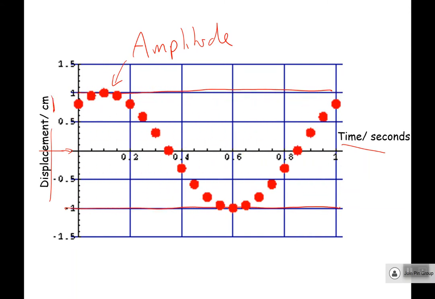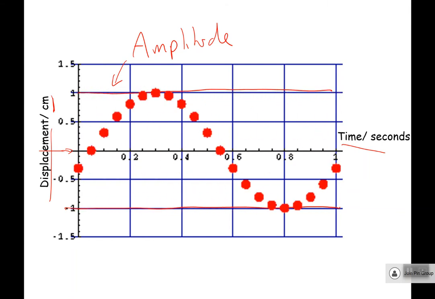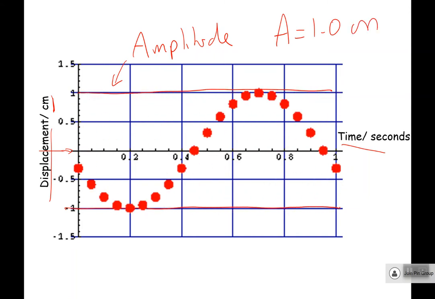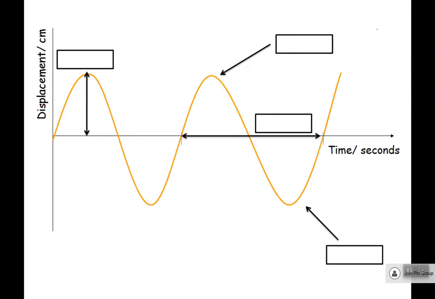You've got to look over here. Displacement in this case is measured in centimeters. So for this wave, the amplitude would be 1 centimeter. Now this is the sort of graph you're going to see with some numbers on as well. So if we're talking about this, that there is the amplitude.